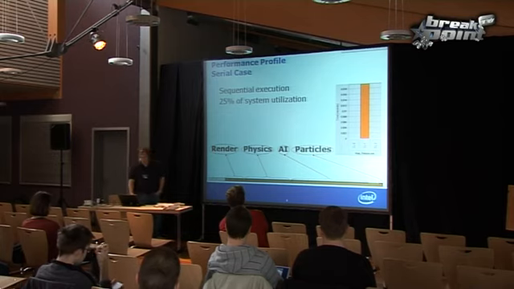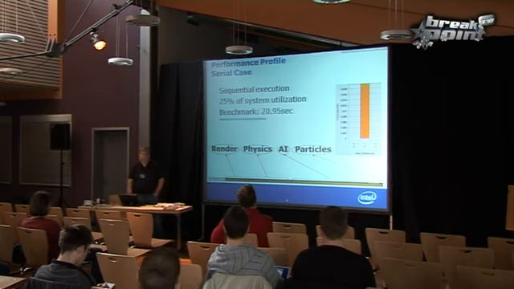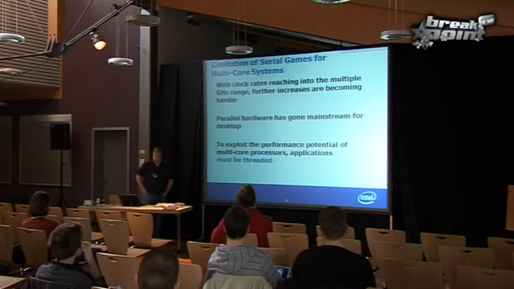So, in the serial execution, we have 25% of the system utilized, and this is what it looks like in profile. It's all in concurrency level 1. It's a single-threaded version of our Destroy the Castle demo. Running it for X number of frames takes us about 21 seconds on a 4-core system.